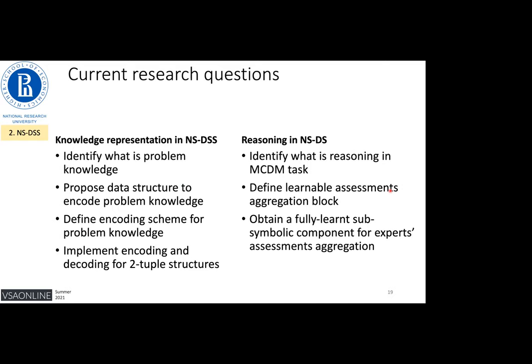So my current research questions are split into these two parts. First, how do we and how should we represent knowledge in neural symbolic DSS, including the encoding scheme, as well as encoding for the two tuple structures, as they are the most general ways of expressing expert assessments. They allow us to encode qualitative and quantitative assessments. Then the second part of the research is reasoning in neural symbolic DSS. So what is the reasoning and how can we make this reasoning learnable?